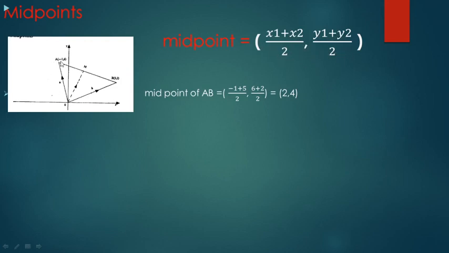So if I want this midpoint M, midpoint of AB, point M will be (-1 plus 5 all over 2, and 6 plus 2 all over 2). That is -1 plus 5 over 2. -1 plus 5 is 4, over 2 is 2. And 6 plus 2 is 8, over 2 is 4. So the midpoint M is (2, 4).